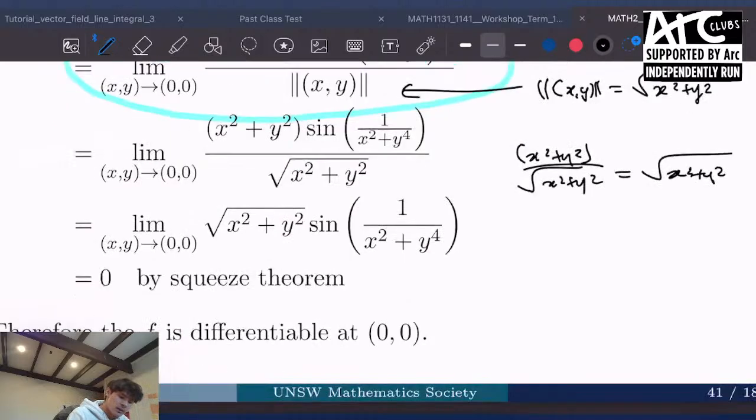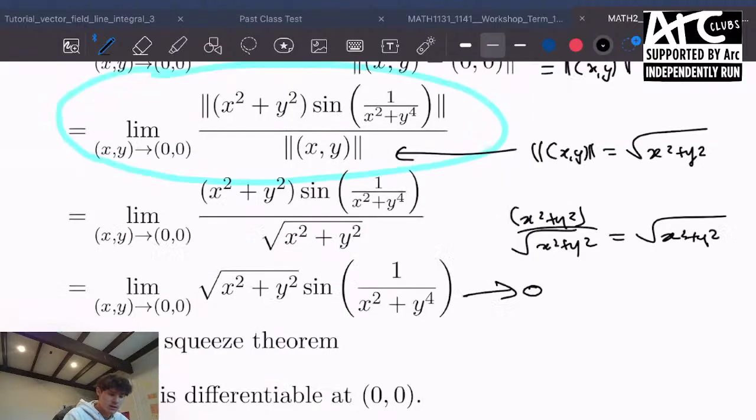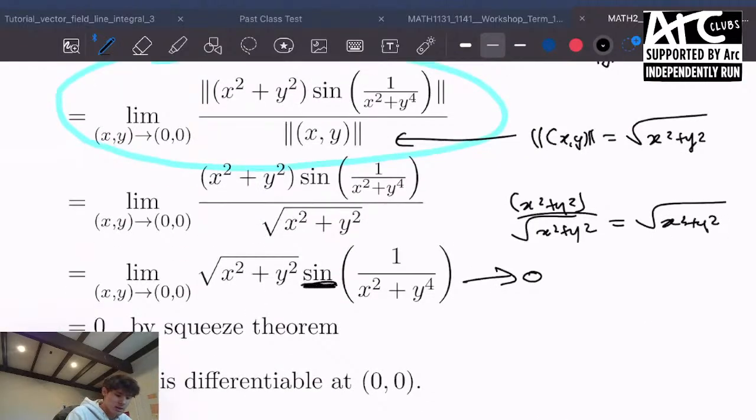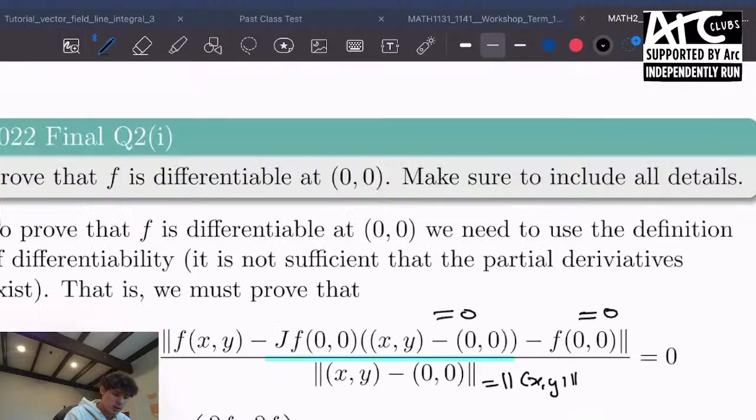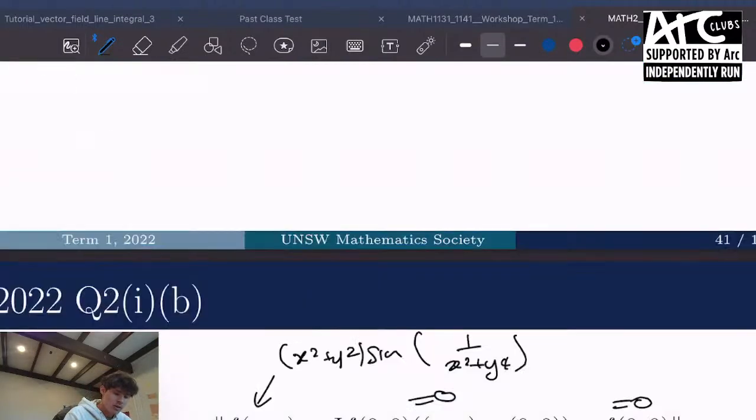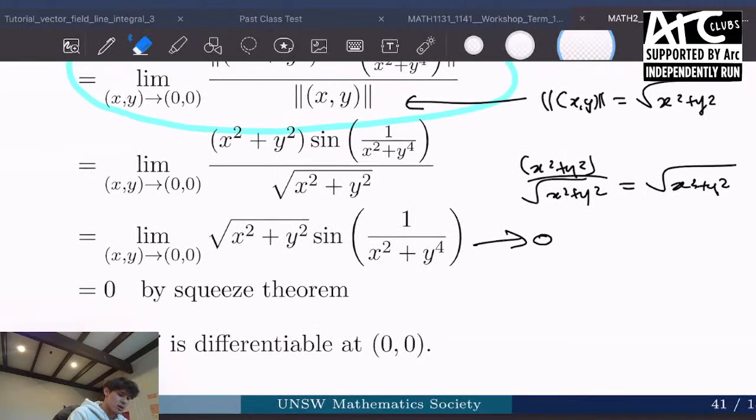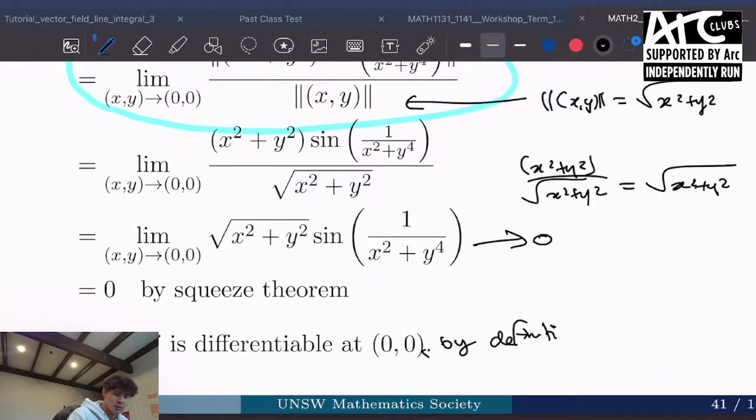Okay, and now we have a result that can also tend to 0 by the squeeze theorem. So you can see that this question, just simply by the fact that I had this sine here, a lot of these limits are just calculated via the pinching or squeeze theorem, same thing. And now because we've shown that this whole limit equals 0, by the definition, it is differentiable at the point (0, 0). So we've proven as required.